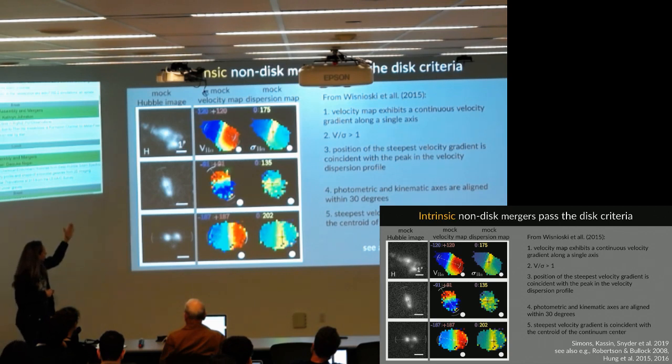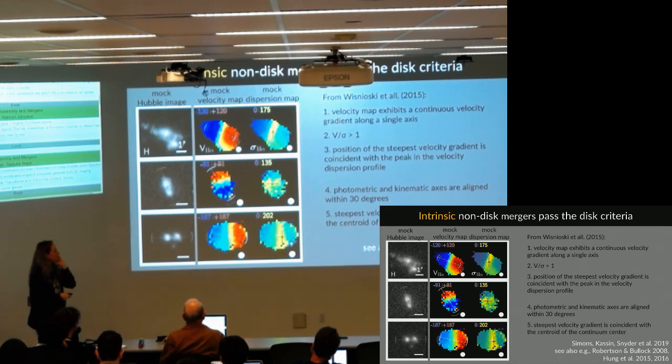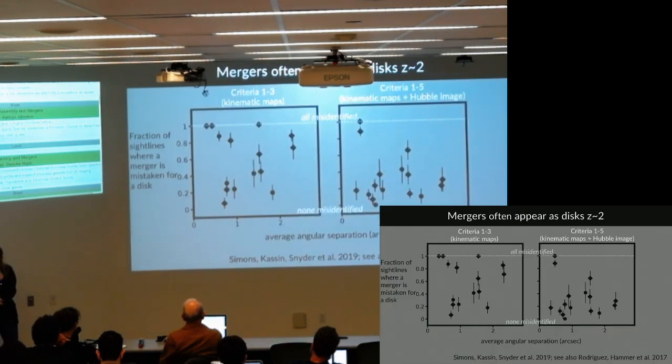These are non-disk galaxies merging. These are the velocity maps, and these are the velocity dispersion maps. Just as you saw with the Antennae in one of my earlier slides, what you pick up is the orbital rotation, the motions of the system. And we were hoping that some of these criteria were able to pull them out. They're not. Let's look at the numbers on that rather than just showing you examples.